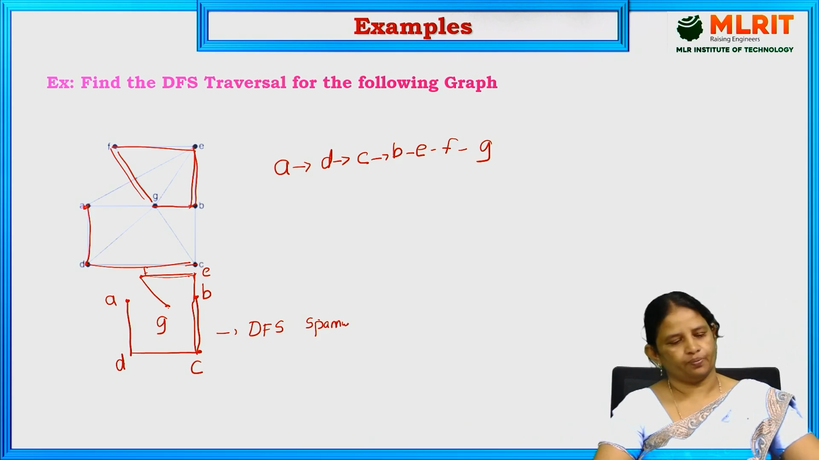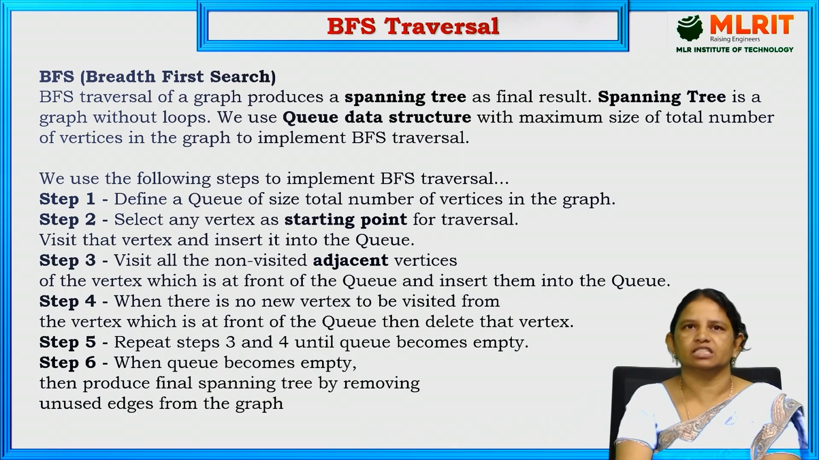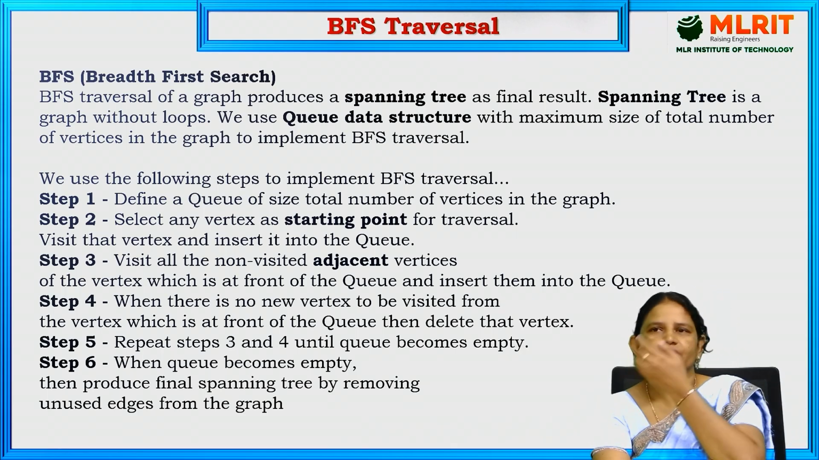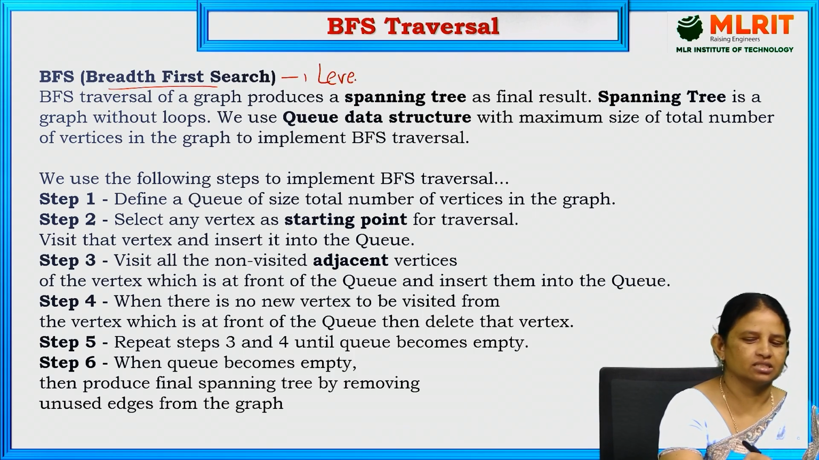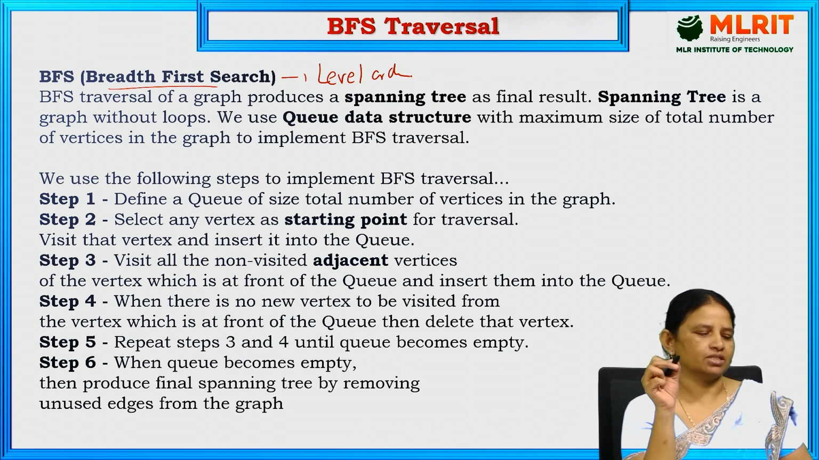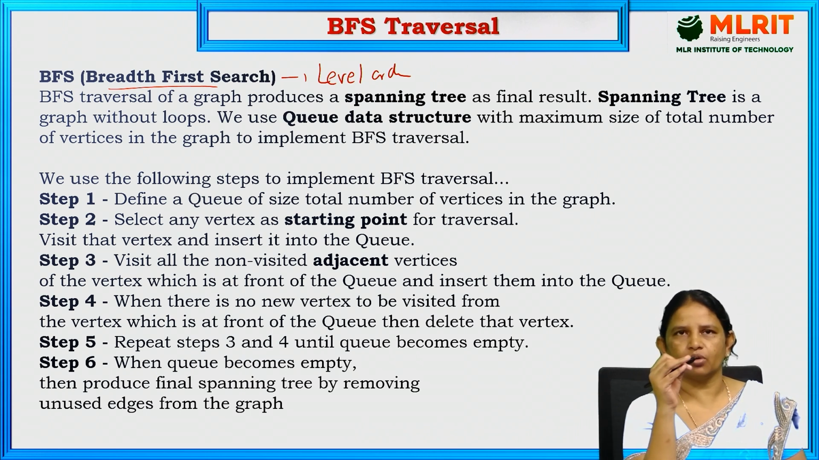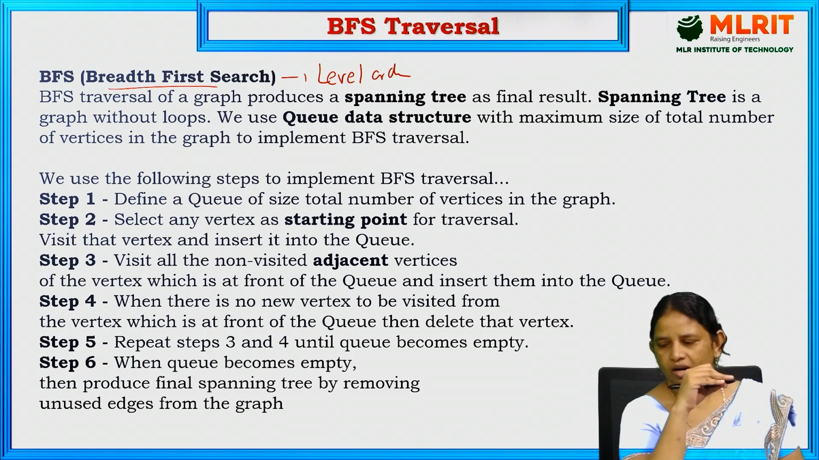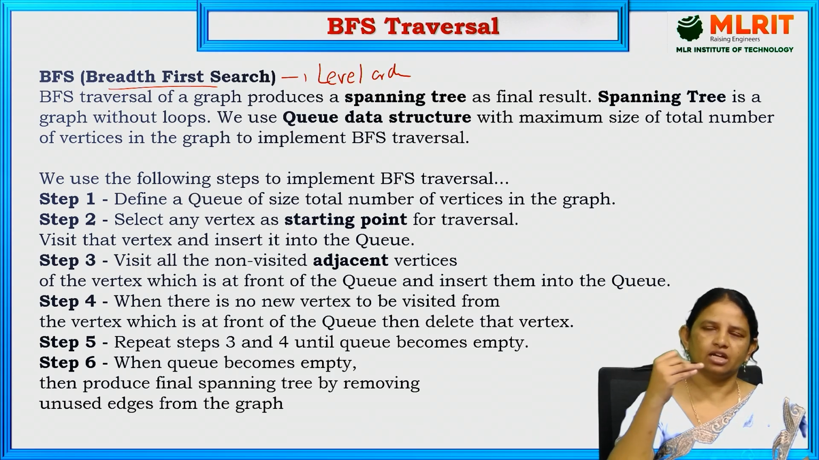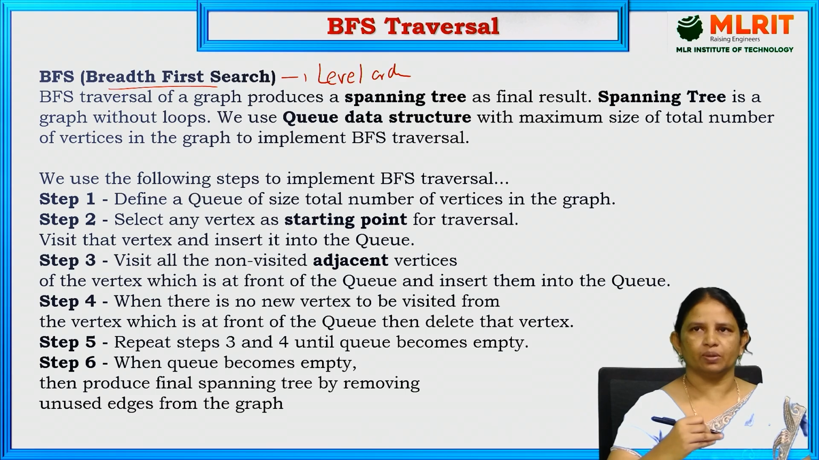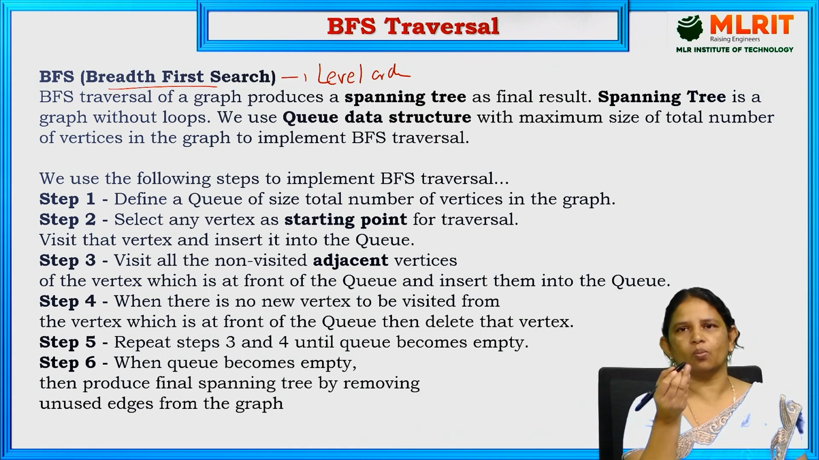Next traversal is BFS traversal, that is, breadth first search traversal. This is also called level order traversal. In the case of BFS spanning tree, we are going to give the importance to level by level. So first we have to visit all the vertices in the first level. Then go to the second level, visit all the adjacent vertices, then go for the third level. Like that we need to repeat the process to visit all the unvisited vertices. If any vertices are not visited, you have to go back and then visit.